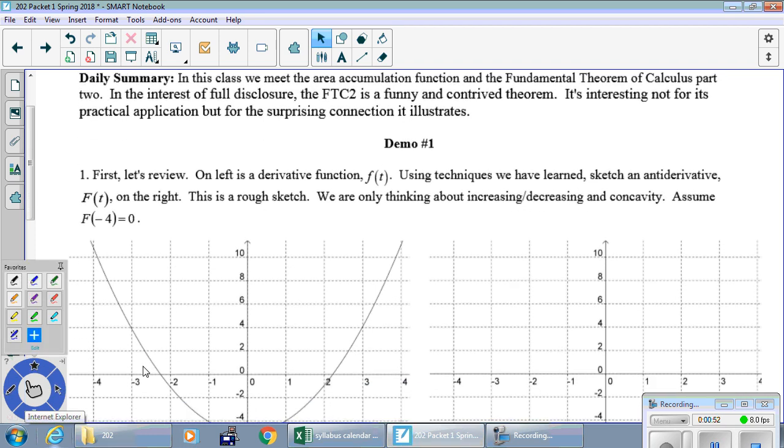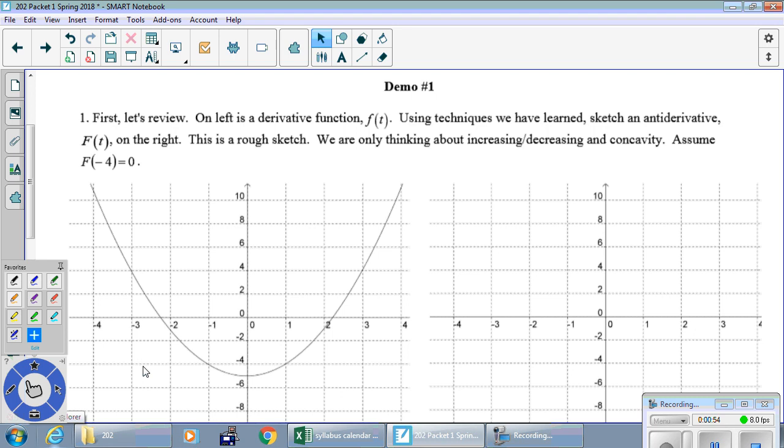Number 1, first let's review. On left is a derivative function, little f of t. Using techniques we have learned, sketch an antiderivative, capital F of t, on the right. This is a rough sketch. We are only thinking about increasing, decreasing, and concavity, and we will assume that capital F of -4 is 0.